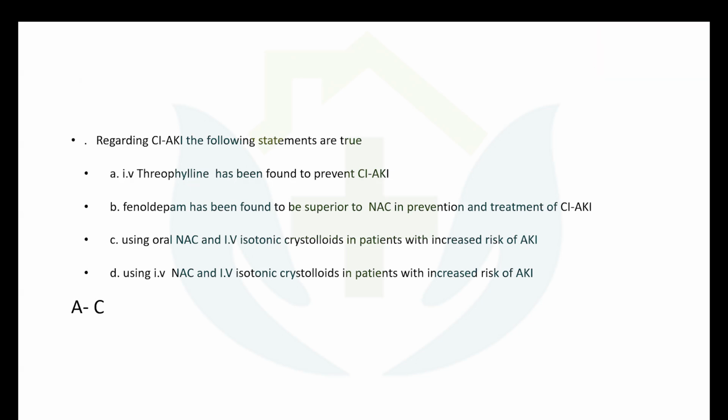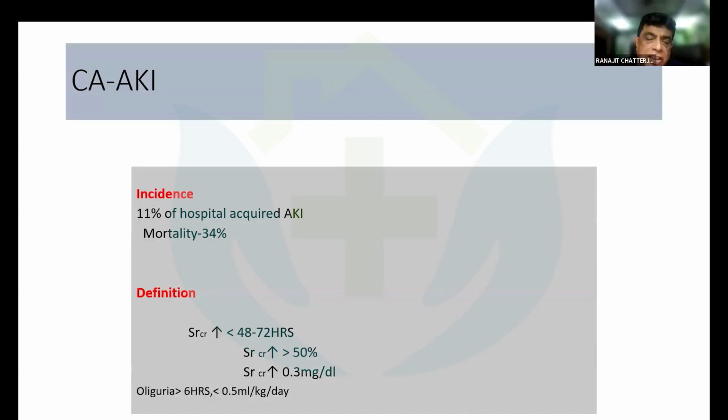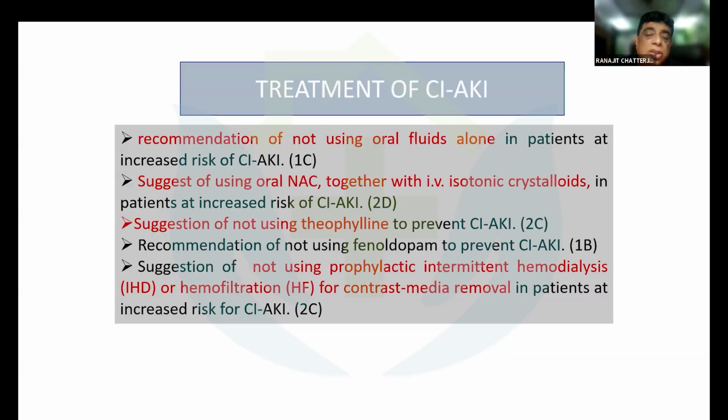So you may get a question on contrast AKI. The definition is more or less the same. They'll not give a question on definition. They'll give a question on the percentage of patients going into AKI and the mortality percentage. Remember 2 points: isotonic crystalloids, NAC, and no role of prophylactic intermittent hemodialysis or hemofiltration here.